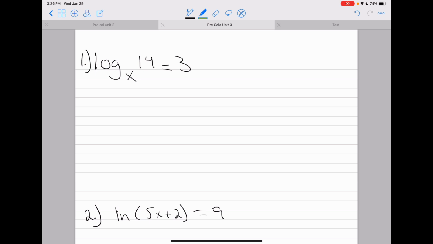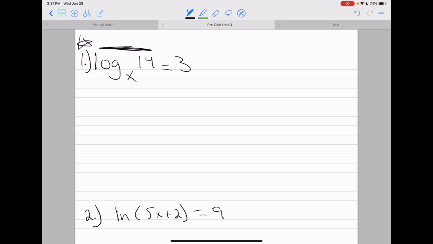So here, the first one. Log base x of 14 equals 3. Why don't you try to solve that thing on your own right now? Pause it, try to solve it. Cool, you just did that. Now I'm going to go through the steps, okay? So step 1 said condense the equation using log properties. There's nothing to put together. There's nothing to condense. So that one is done.